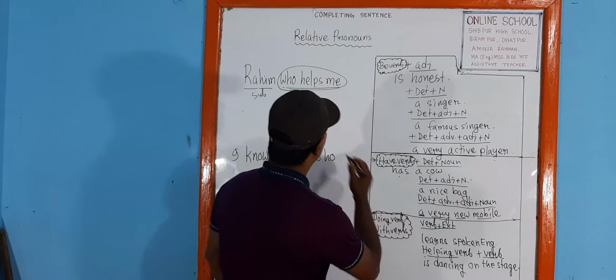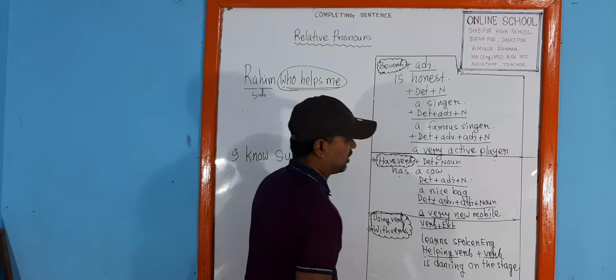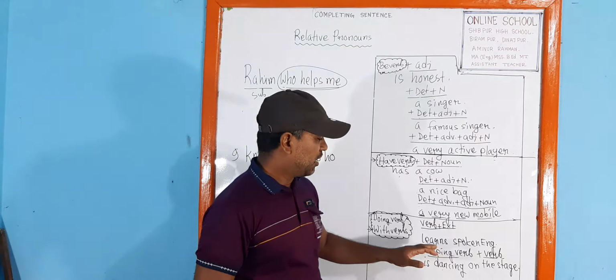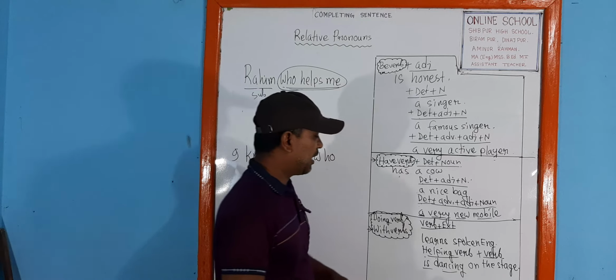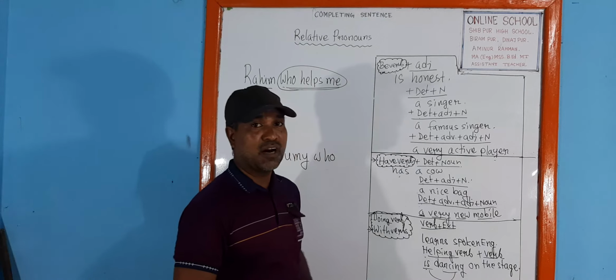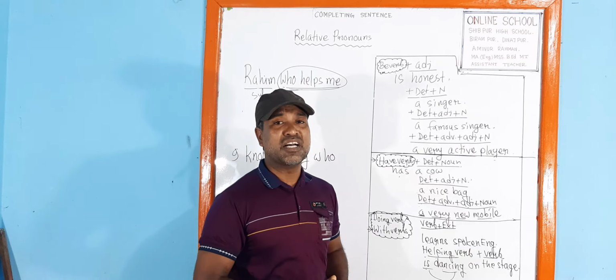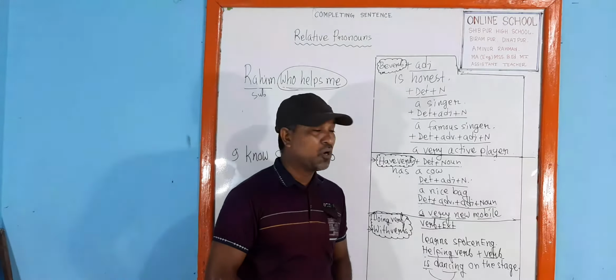Rohim, who helps me, is dancing on the stage. Here "is" is the helping verb and "dancing" is the verb. According to this helping verb, the verb has taken the ing form. We know that in continuous tense, the verb will take the ing form. So: is dancing on the stage.